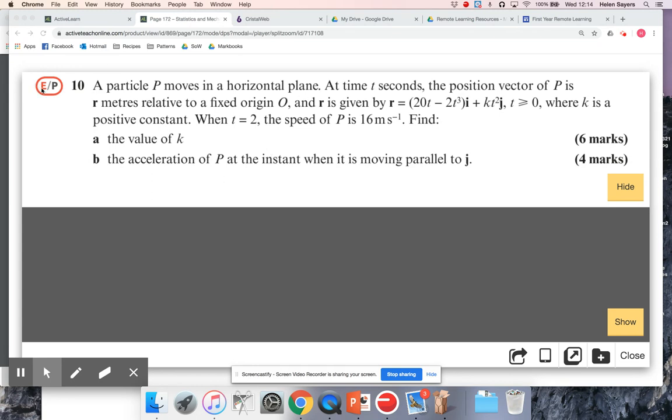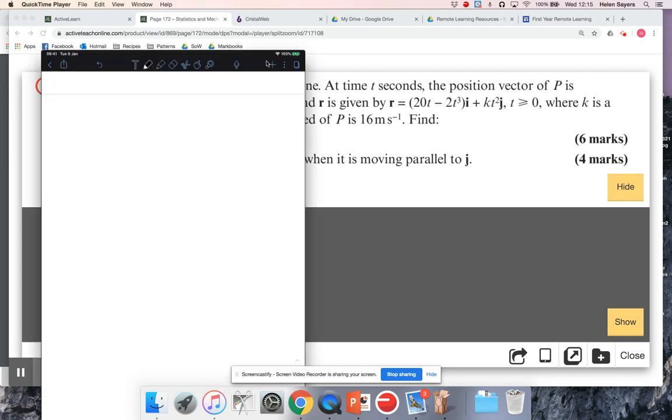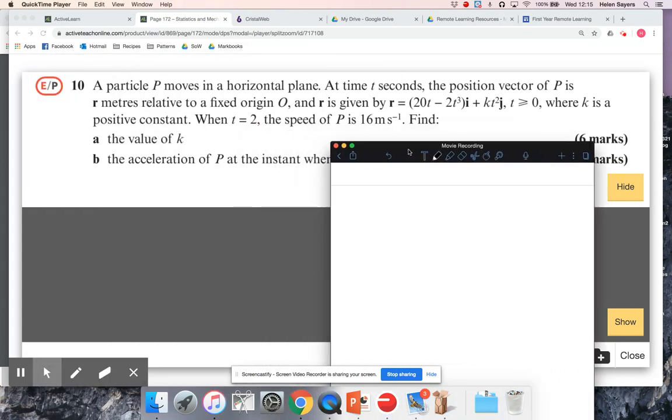So it's an exam question, which is good because it tells us how many marks each part of the question is worth, and it's problem solving, so that tells us it's not going to be totally straightforward. There's going to be a bit of thinking to be done. Okay, so I'm given the position vector, and I'm given information about the speed.